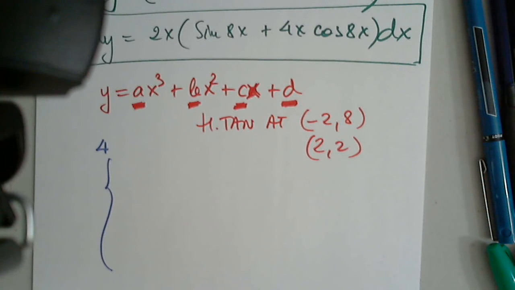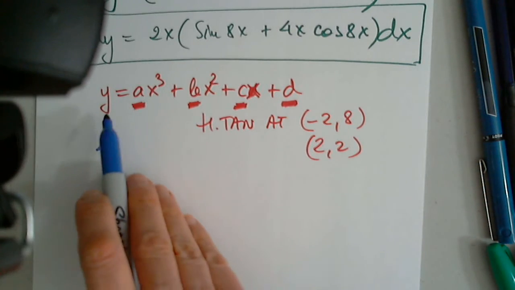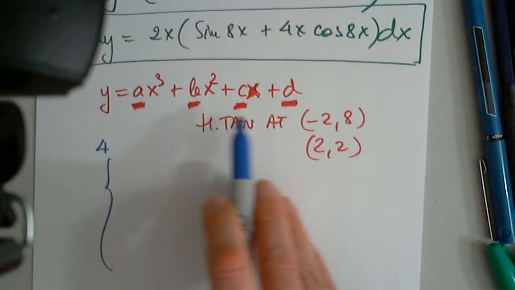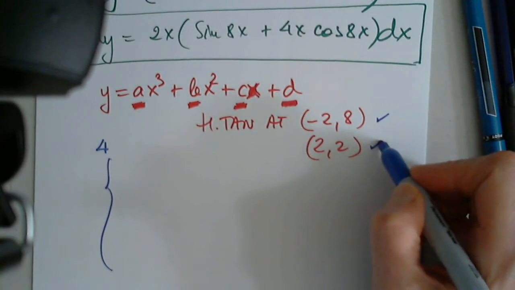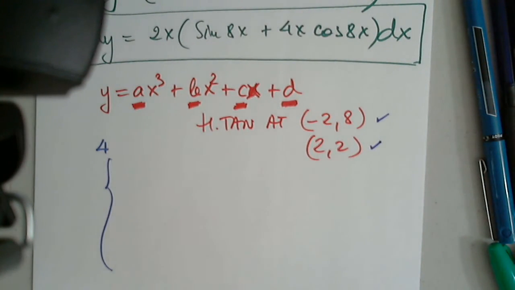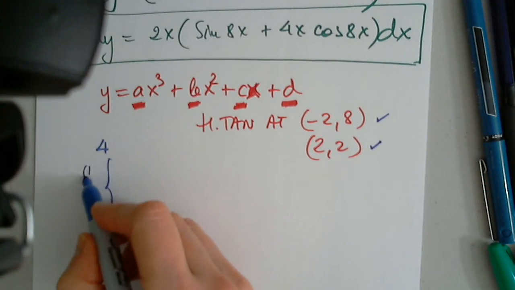Let me read the question. Maybe not everyone can see the question. Find a cubic function, and the general form of a cubic function is given to us, whose graph has horizontal tangents at the given points. So we need 4 equations.